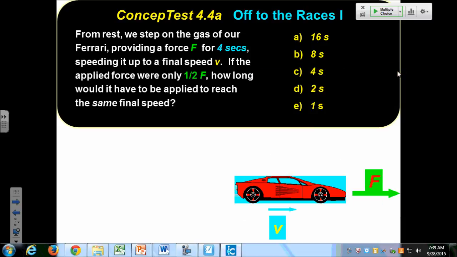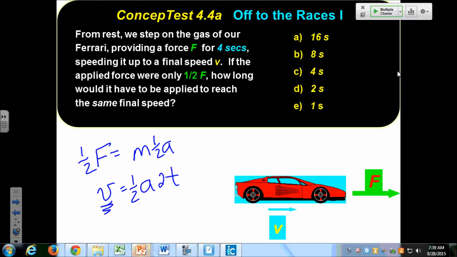Because if I apply a force for 4 seconds, my force is F equals ma. I apply it for 4 seconds and I get a speed that is equal to v. If I apply half the force, that means I get half the acceleration. If I have half the acceleration, I need twice the time to get to that same velocity that I achieved before. I have half the acceleration, so I need twice the time in order to get that same speed. And twice the time is 8 seconds.